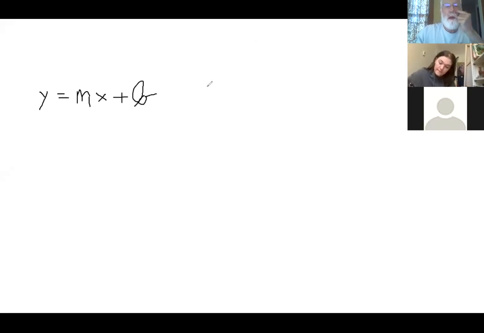Okay, so y = mx + b. And you're given that the slope is equal to... no, -2, right? Yeah. Okay. So I'm going to plug in -2 for the slope.